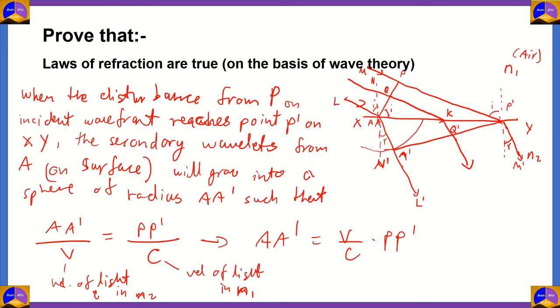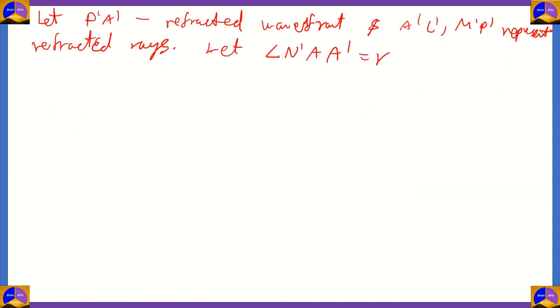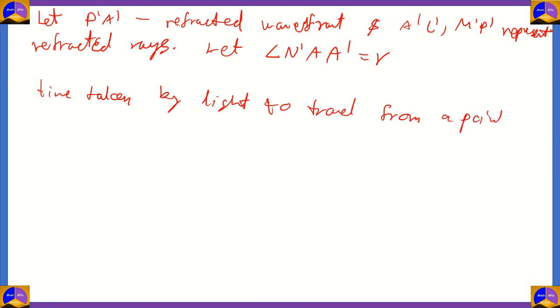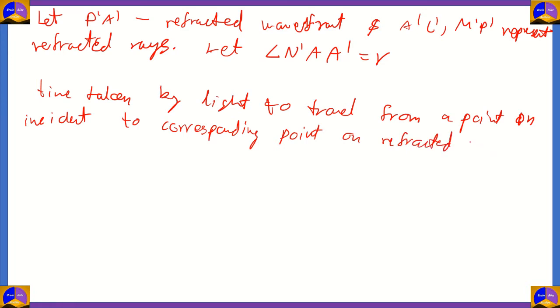So since P dash A dash represents the refracted wavefront, the time taken by light to travel from a point on the incident wavefront to the corresponding point on the refracted wavefront should always be the same. And this is like the most important concept here.